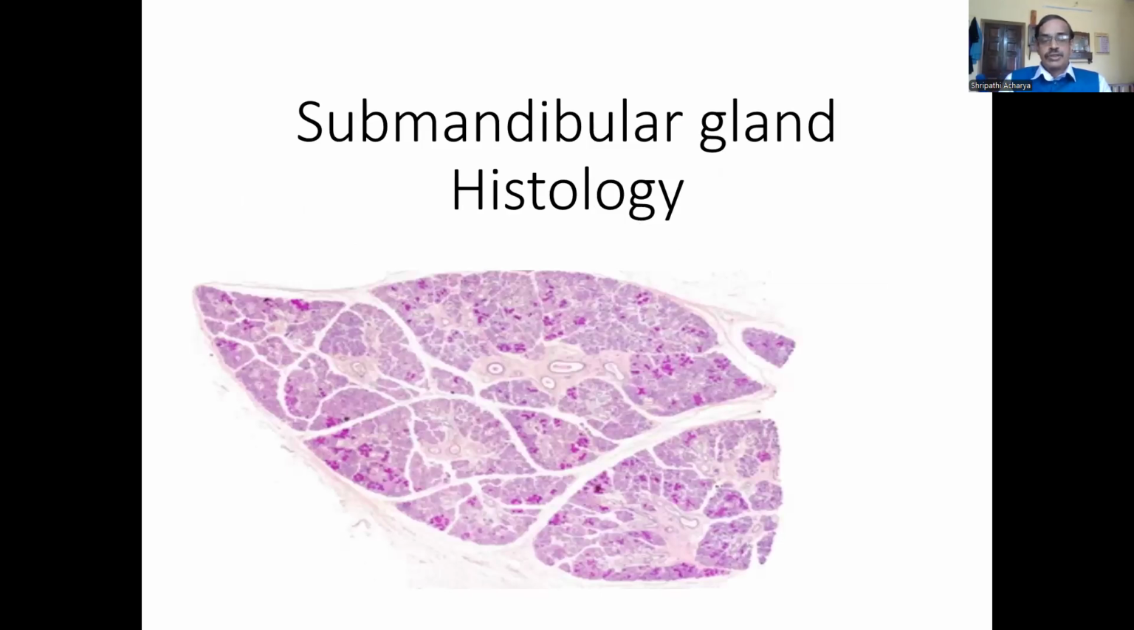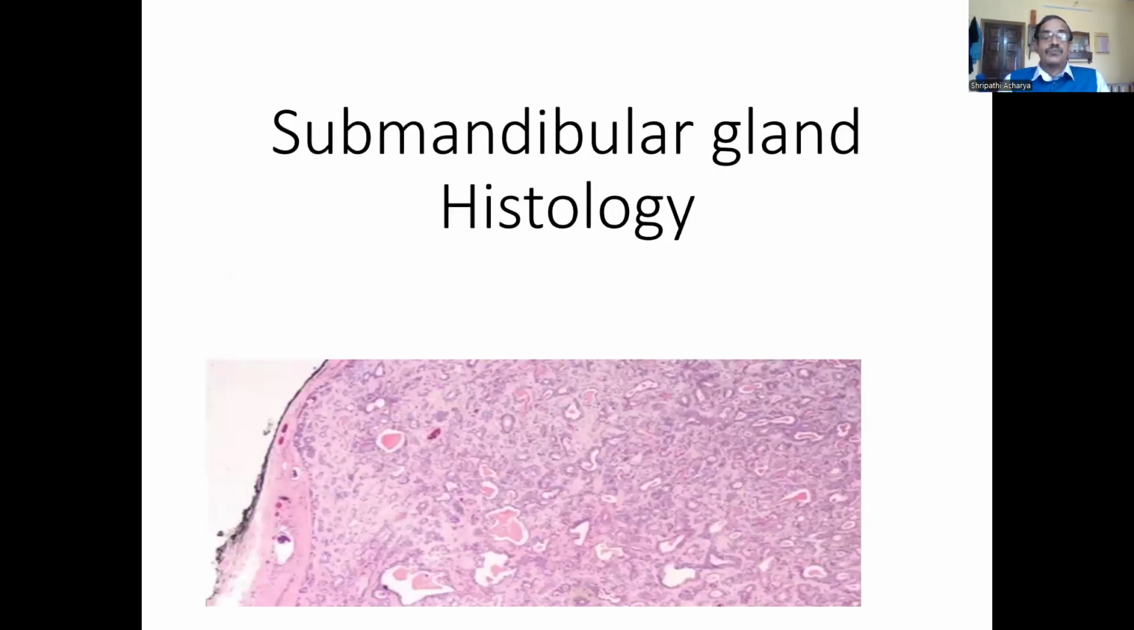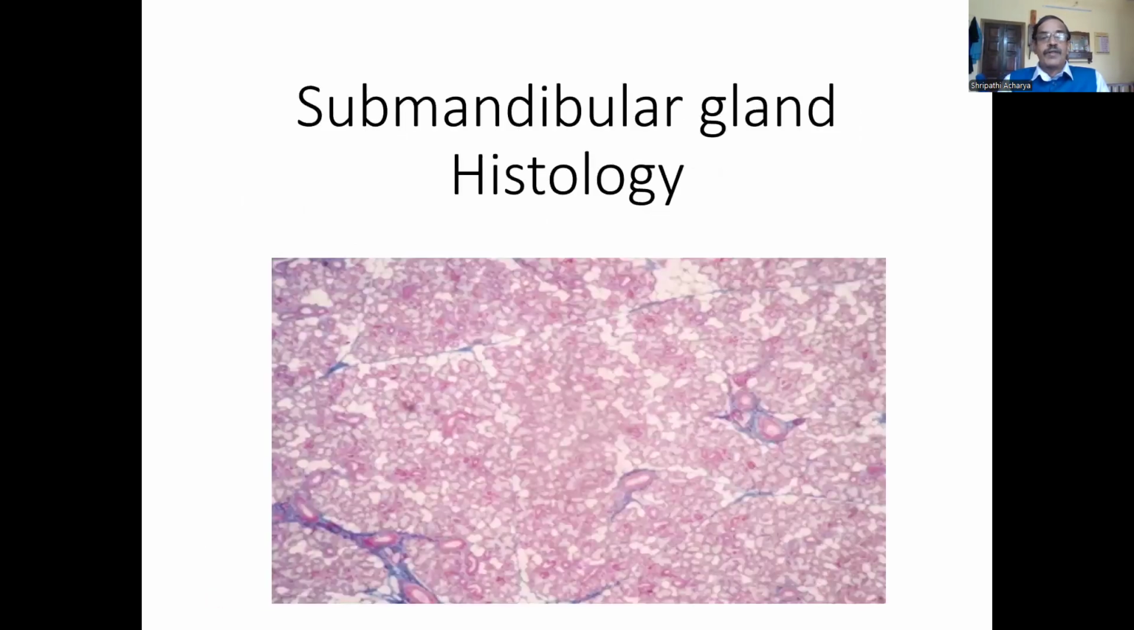Submandibular gland. Coming to these other slides of the submandibular gland, you can see both serous and mucous secreting acini. So it is both a serous and mucous secreting gland.